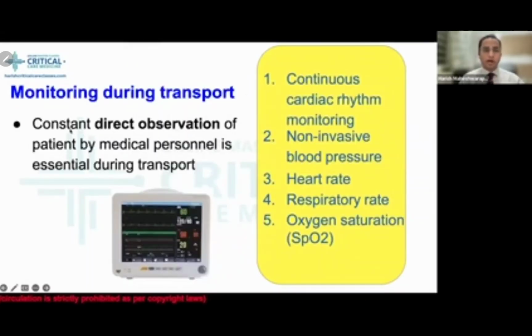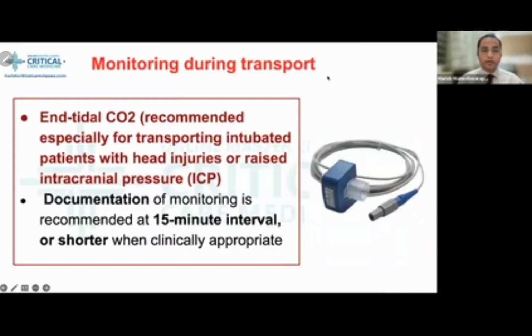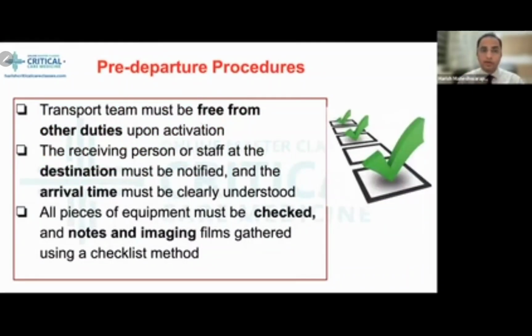Okay, monitoring during transport: constant direct observation of the patient by medical personnel is essential during the transfer. It includes continuous cardiac rhythm, like whether the patient is having a sinus tachycardia or sinus bradycardia, non-invasive or invasive blood pressure, heart rate, respiratory rate, and oxygen saturation. These are the basic monitoring during the transport. End-tidal CO2 is recommended, especially for transporting intubated patients with a head injury or raised intracranial pressure. Documentation of monitoring is recommended at 15-minute intervals or shorter when clinically appropriate. So monitoring and documentation both are very, very important.